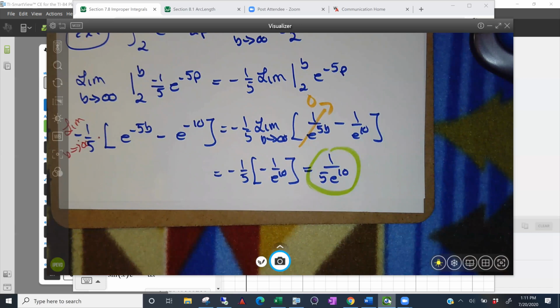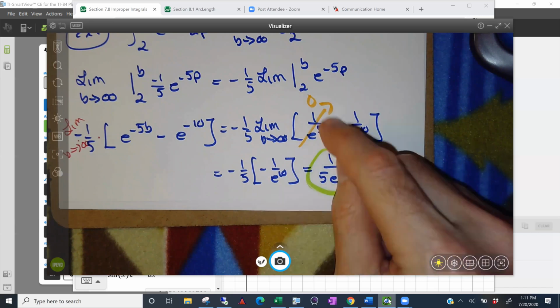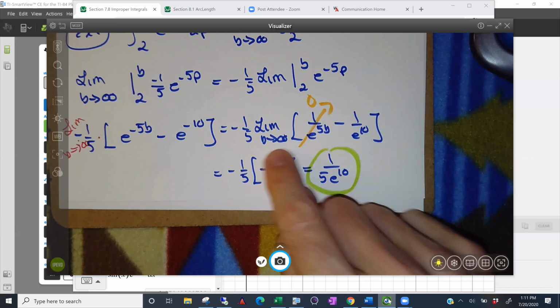How are we looking on that one? Can you explain why 1 over e to the 5b is 0 again? Sorry. It's the limit as b approaches infinity.